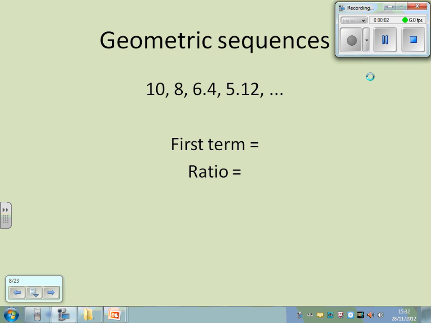So the second type of sequences we're going to look at are these geometric ones, and this time we're multiplying by something from there to there each time. How do we figure out what it's going to be? Well, we could do this by just taking the second term divided by the first.